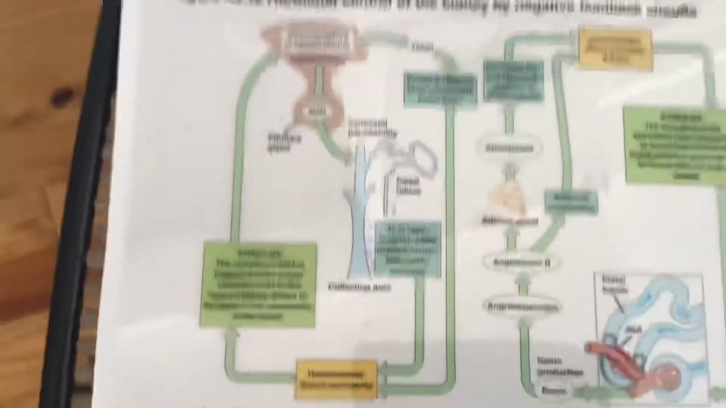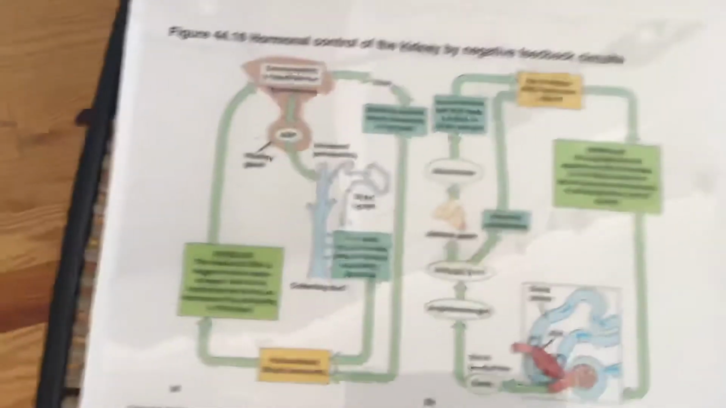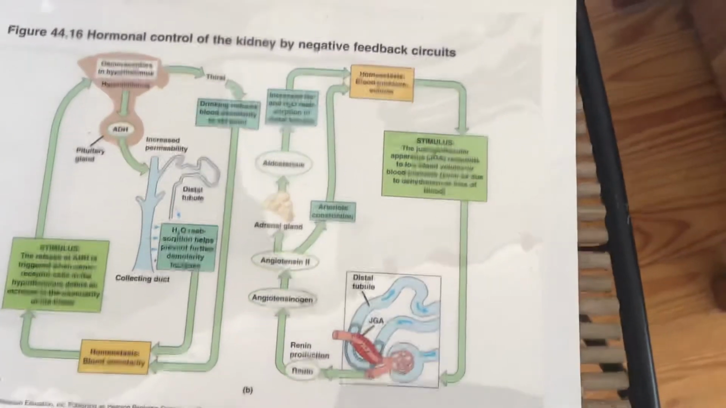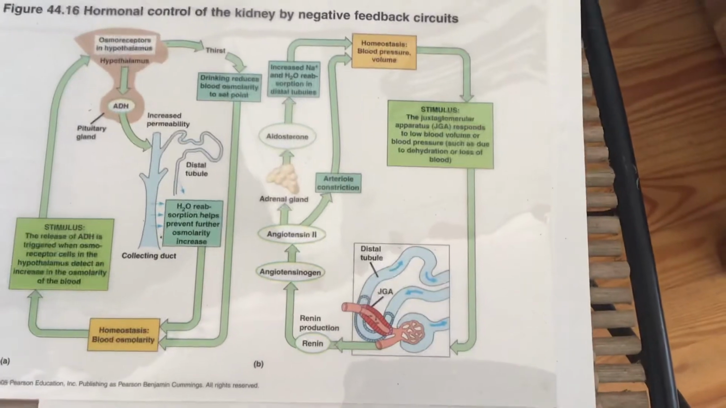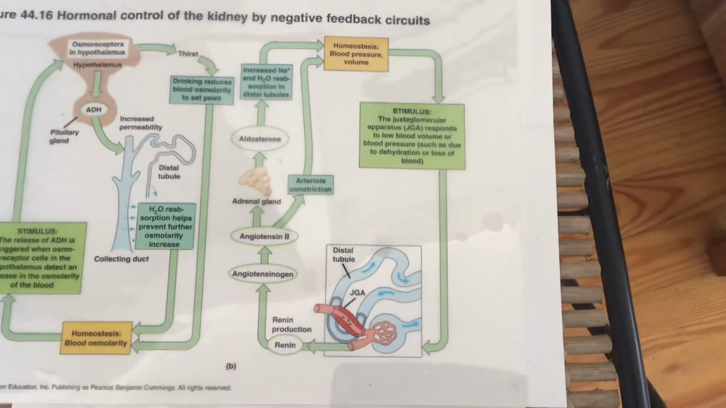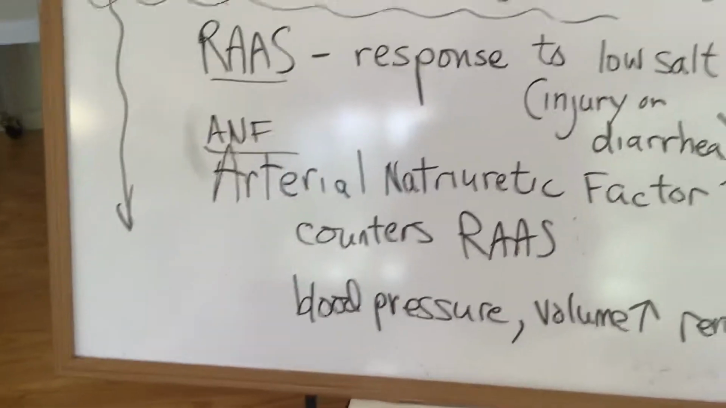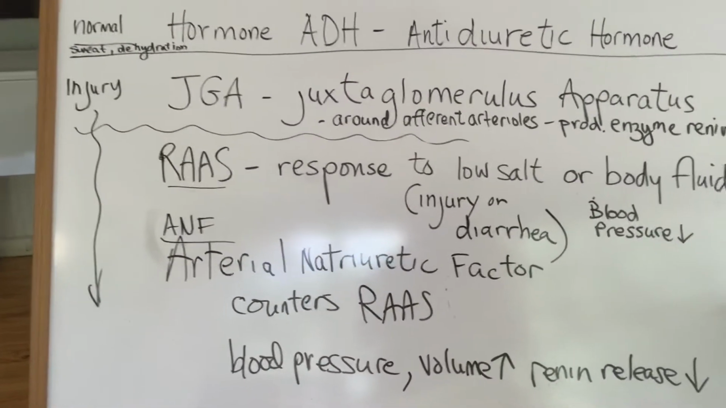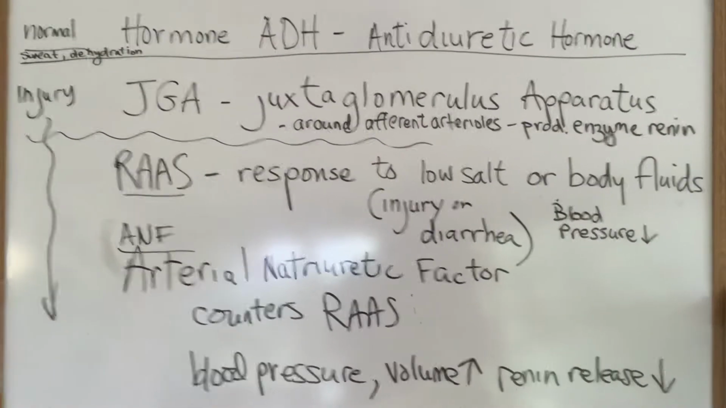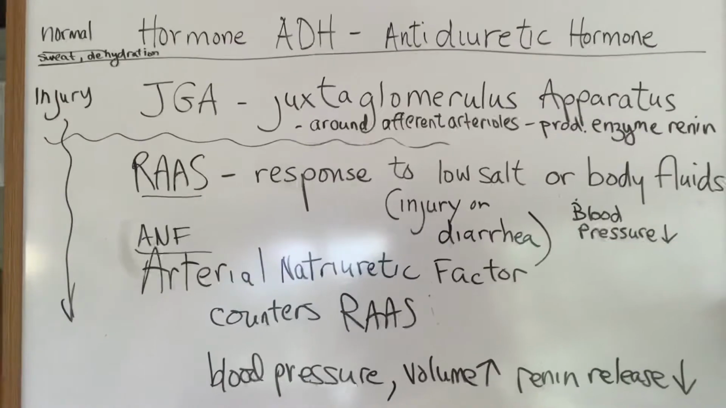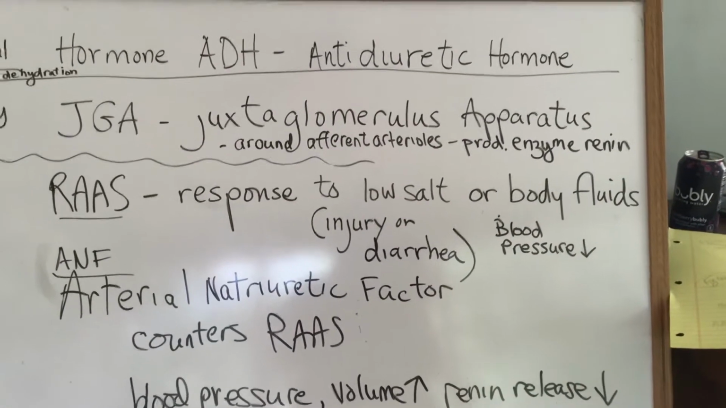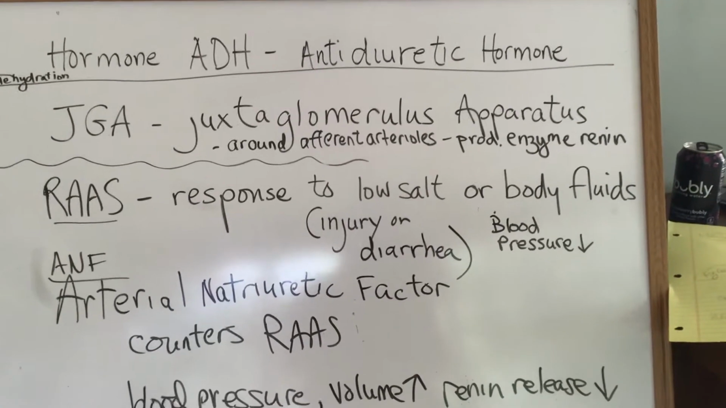So that's why alcohol is dehydrating, and after you drink, you should drink a bunch of water. All right, so then there's a whole other system. This system is on the right-hand side of the diagram. This is a system that is for injury. I'm going to back up so that you can copy down some of the things that you'll need for this. This is called the RAAS system, or the response to low salt or body fluids. This is usually caused by injury or diarrhea, or your blood pressure goes down.